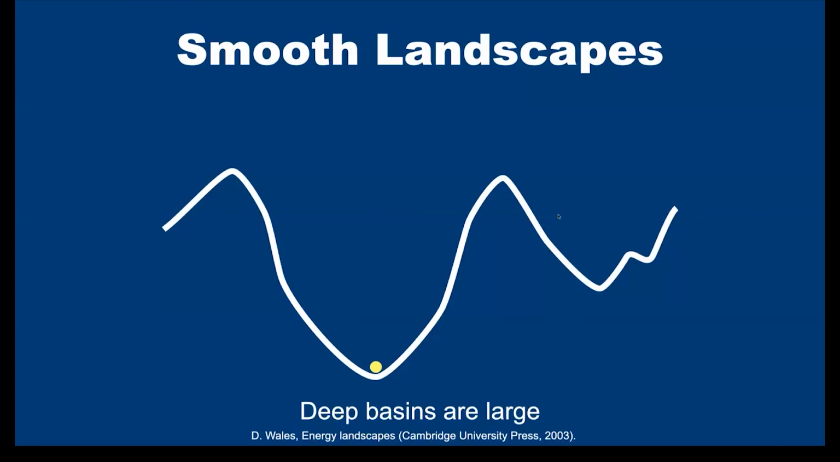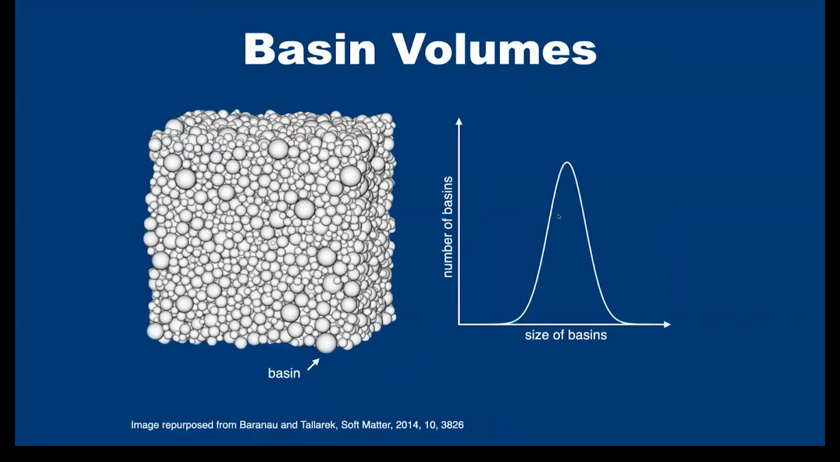So this kind of discussions about energy landscapes are described in a very famous book by David Wales. He's a Cambridge professor of chemistry, and it's sort of one of the fundamental principles of energy landscapes. Now that's good. So that's telling you that the deep basins, which are the ones you want to hit to get the low energy structures, are going to be big, and so should be easy to find.